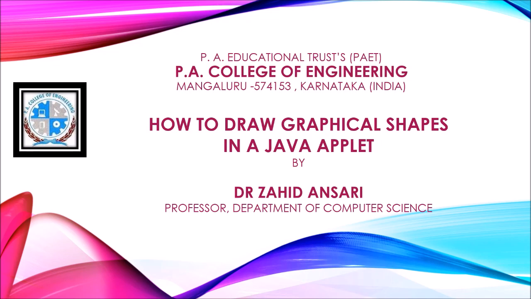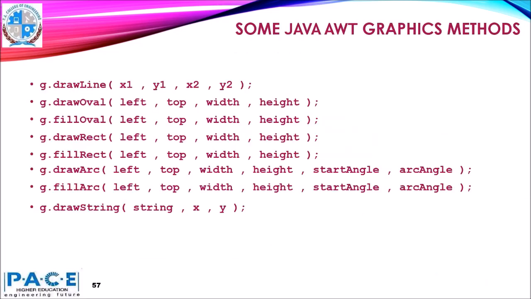In this video, I'll discuss how to draw graphical shapes in a Java applet. The Java AWT Graphics class provides various methods to draw various shapes. Some of these methods are listed over here. There's a method called drawLine. This method is for drawing a line. We need to provide the x, y coordinates of the two endpoints: x1, y1, x2, y2.